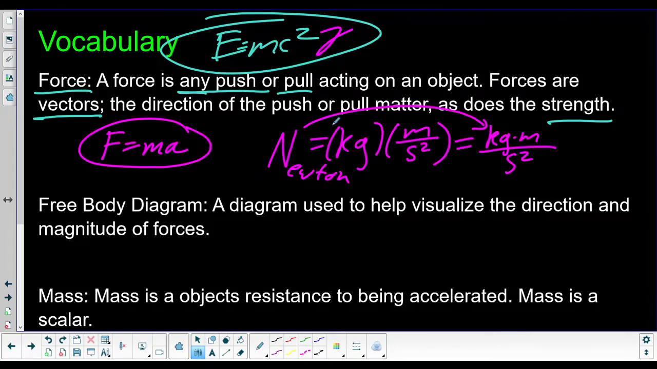Capital N is the symbol. 1 Newton is a kilogram meter per second squared. Okay. There you go. All right.